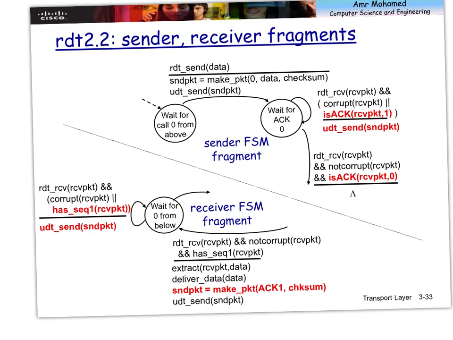So there are so many scenarios here, so we need to follow it carefully. On the sender side, if I'm waiting for acknowledgement 0, and then I received an acknowledgement and it's corrupt, or the acknowledgement is 1, again, in both cases, I will send the same segment again. The previous one, I will send it again. That's it. So this actually corresponds to this. Okay?